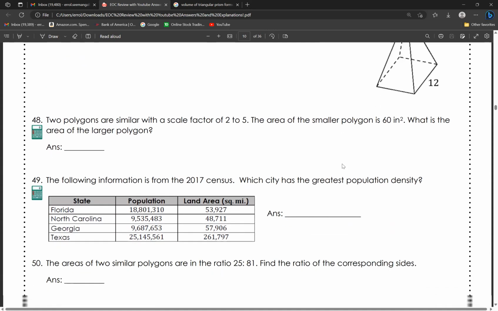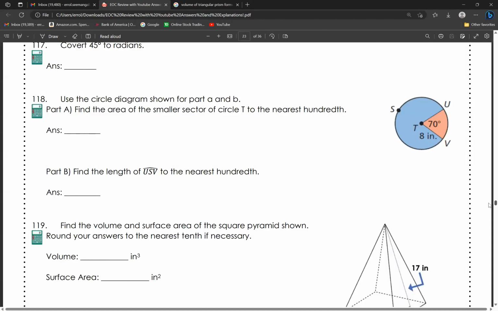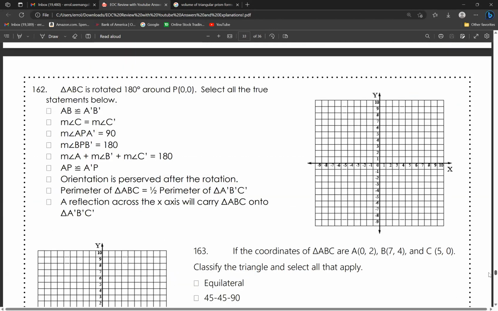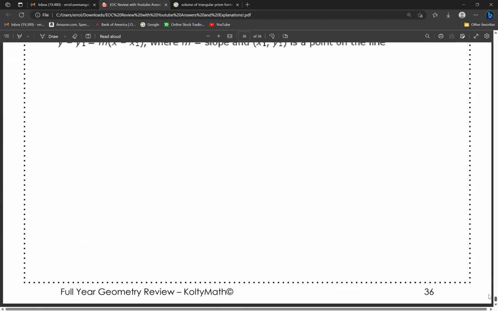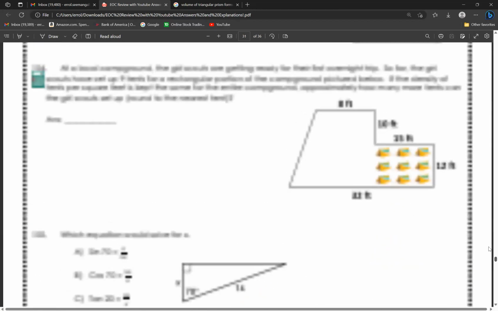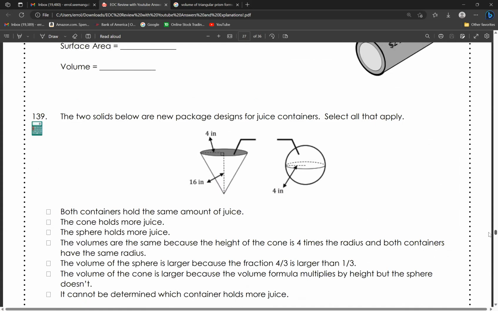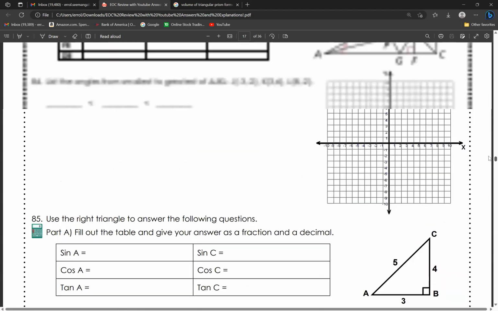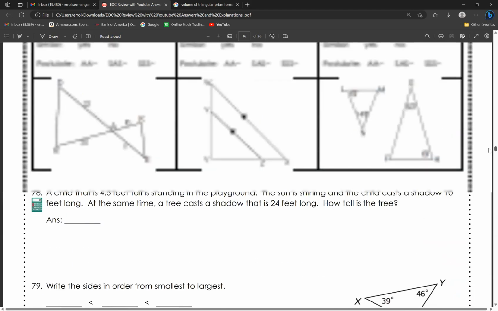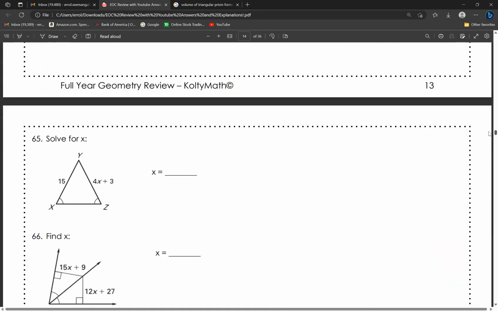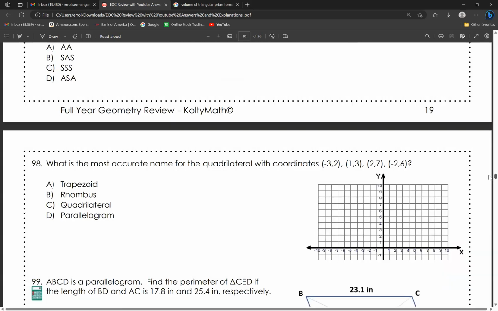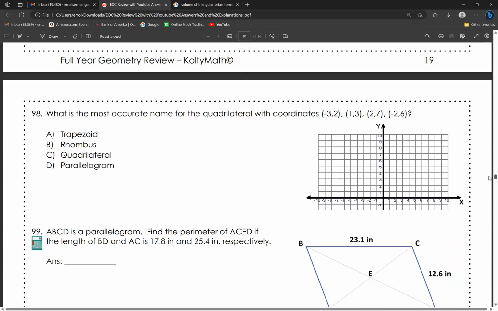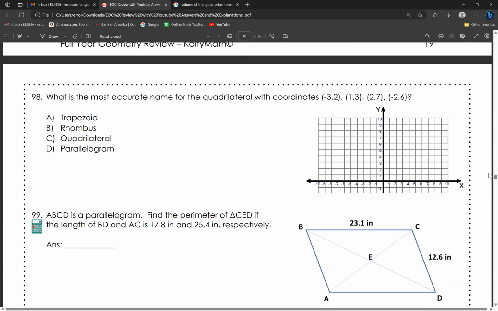All right, how many questions are there? 100 something? It's like 170 something. Do you want to skip to any specific ones? I'm pretty sure they're mostly the same. I'm not sure if they're different towards the end. Let's skip down to something. 98. What is the most accurate name for the quadrilateral with coordinates that? We'd have to graph it. That one.